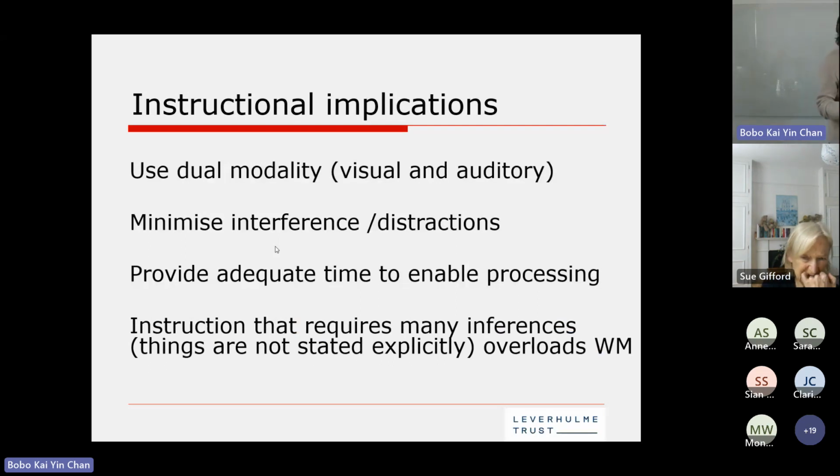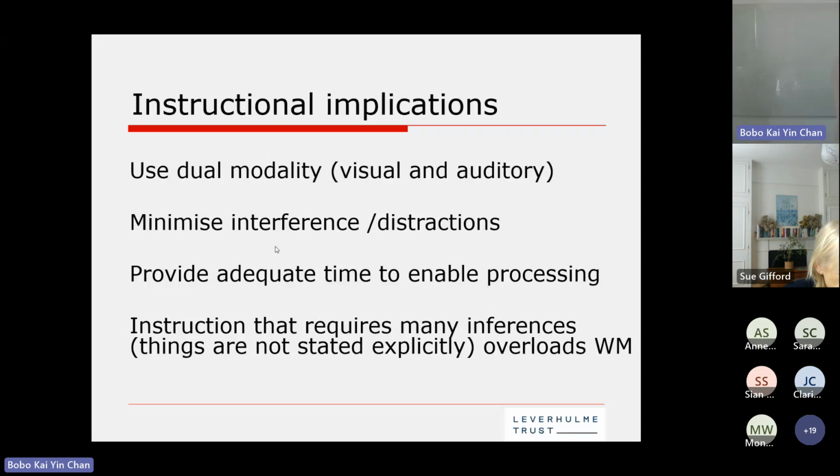Another thing: if your instruction requires students to make many inferences on their own, so you present something and assume that something else would be worked out by the students on their own, not presented explicitly, that could also overload working memory. You might think, I presented only a little bit, so working memory would be within capacity. But in fact, that additional reasoning required would consume even more working memory capacity, making it more difficult and overloading working memory. So again, not a good way to instruct.